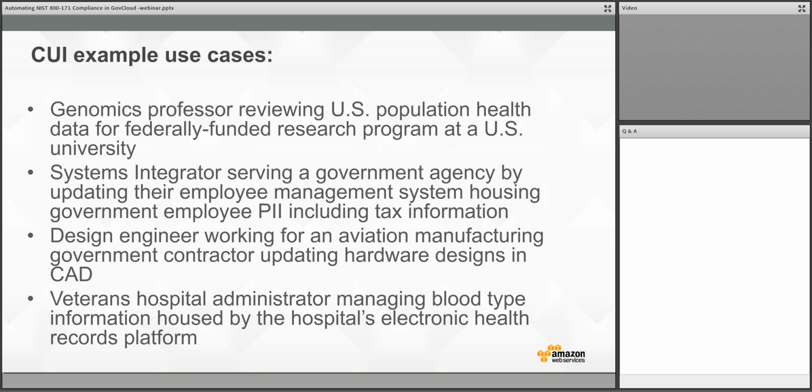It could also be a systems integrator serving a government agency by updating their employee management system that includes government employee PII information, to include tax information. Or you could be a design engineer working on an aviation manufacturing hardware design in a CAD drawing. Anything that's provided by the government that's considered sensitive could be considered CUI data. Another example could be a veterans hospital administrator managing blood type information housed by a hospital's electronic health records platforms. All of these are examples of government data that could be housed within a contractor facility and where these 800-171 requirements would apply.